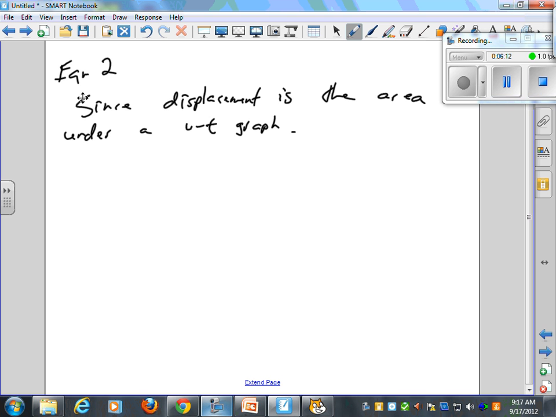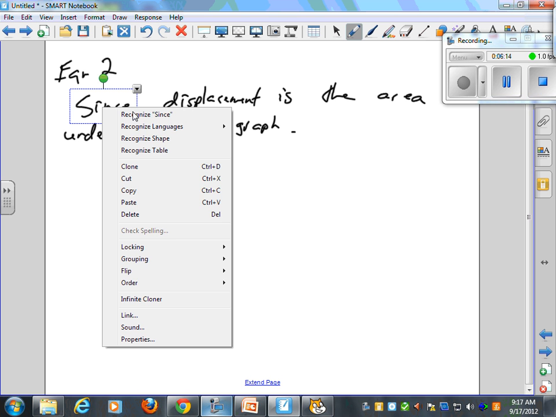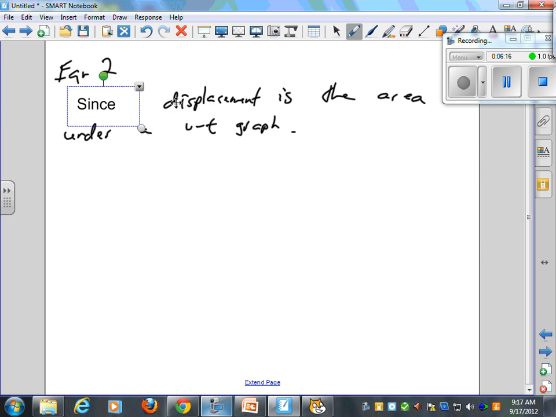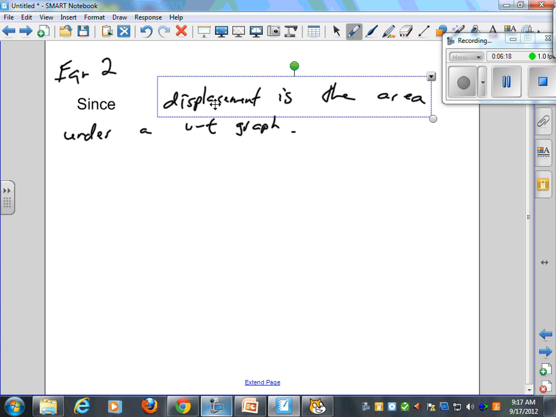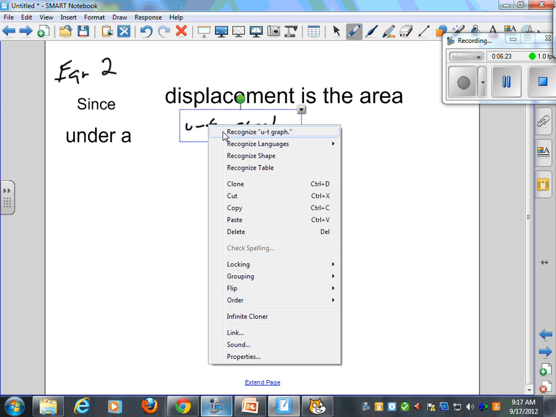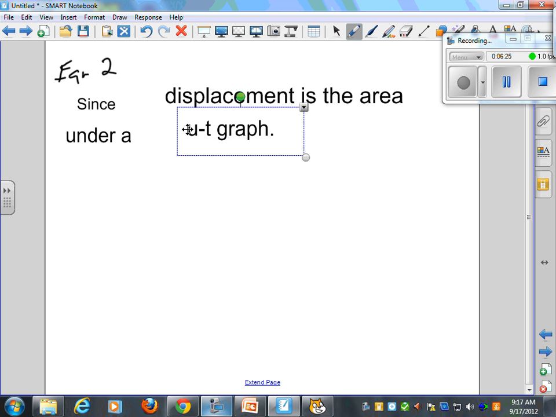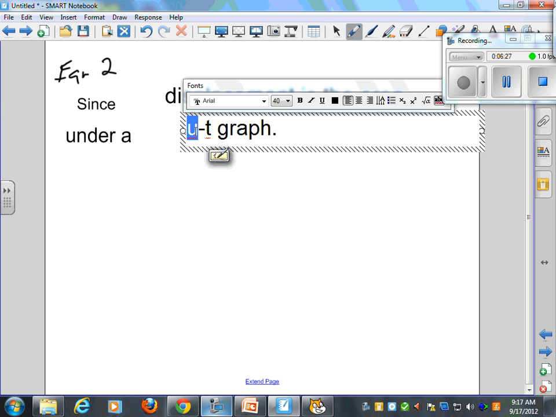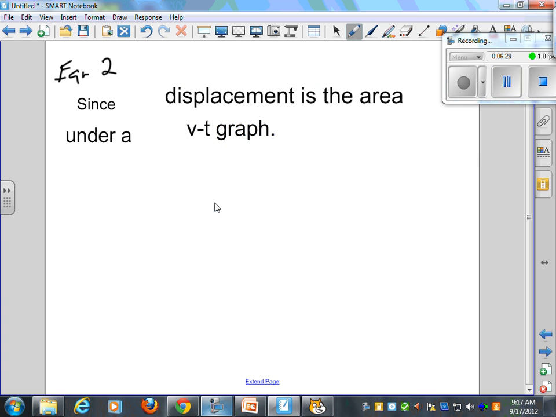Let's see if it recognizes my handwriting. Since displacement is the area under a, oh, pretty close. The computer understands me.